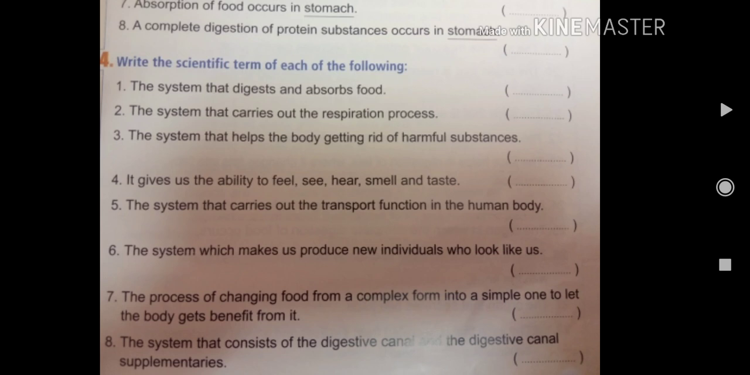Number 8: the system that consists of the digestive canal and the digestive canal supplementaries.